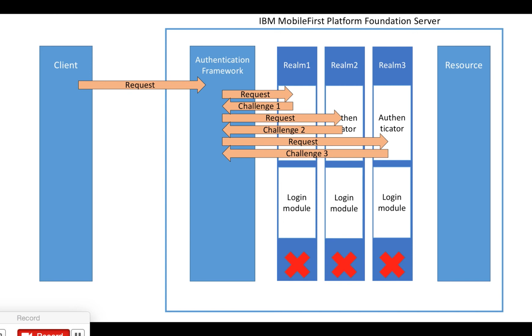But by default, let's say in a regular situation, each authenticator will return some kind of a challenge. This challenge can be anything, literally anything. It can be HTML, it can be JSON, it can be binary data if you really want to, because in an authenticator, as you will see soon, you have direct access to the HTTP request and HTTP response objects. So technically you can do anything.